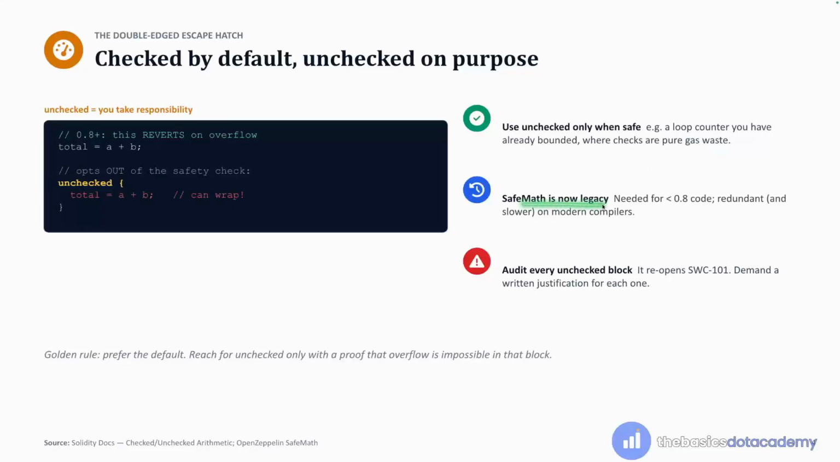SafeMath is now legacy. Nobody uses it. However, if you are using compiler version less than 0.8, then you must use SafeMath. Also, it is recommended to audit every unchecked block because it reopens SWC101. What is the golden rule? Prefer the default. Reach for unchecked only with the proof that overflow is impossible in that block.